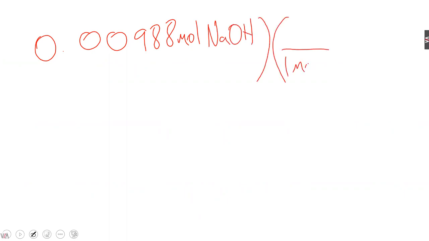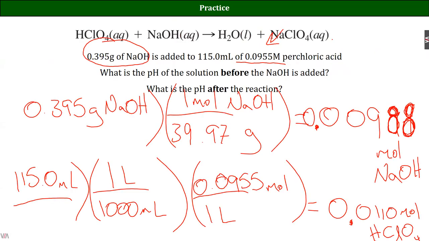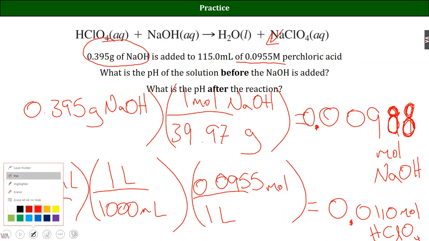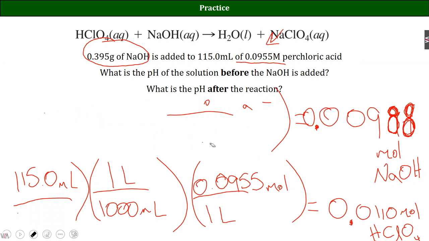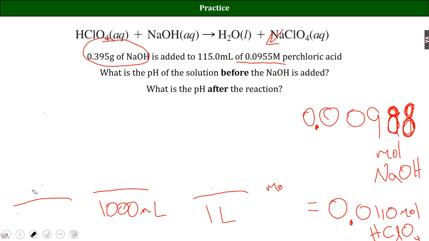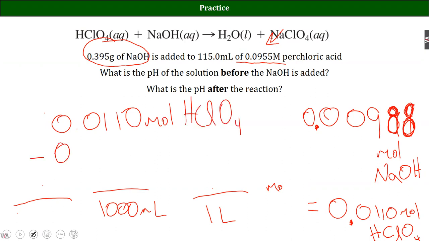And for every 1 mole of NaOH, 1 mole of perchloric acid is used. All right, so it's just a 1-to-1 ratio, so we can just subtract. So our moles of acid left over is the moles we started with minus the moles of NaOH.